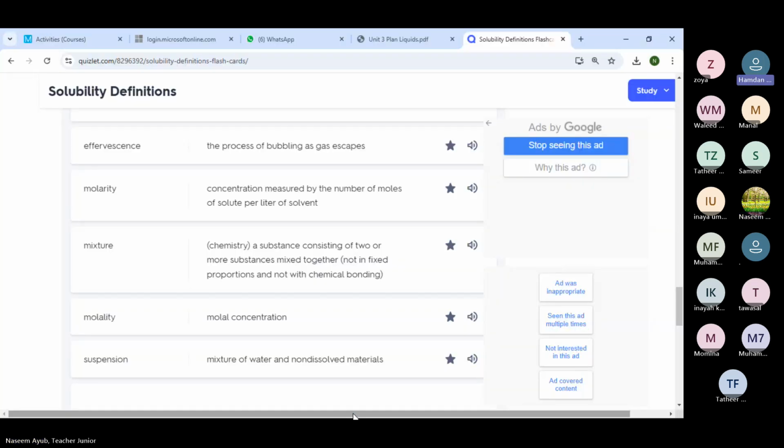Ma'am, is molarity the concentration of solute in a given solvent? Yes, that's the molarity. I'm talking about molality. And which difference can you observe between these two? What is molality? Now I'm on the second term.